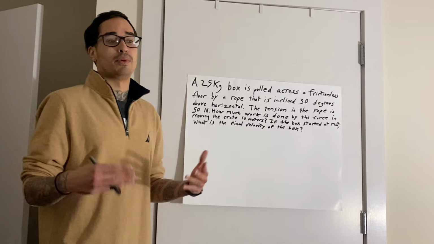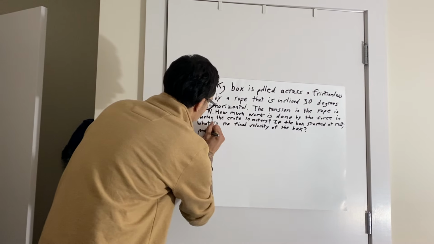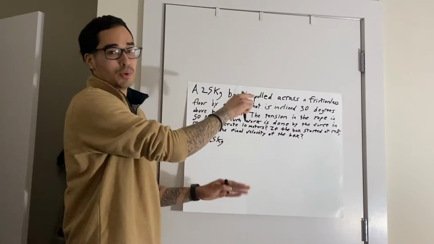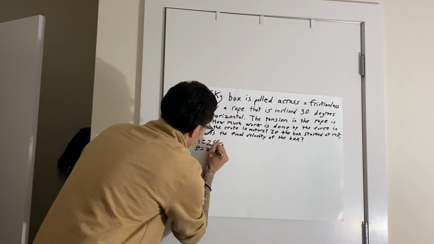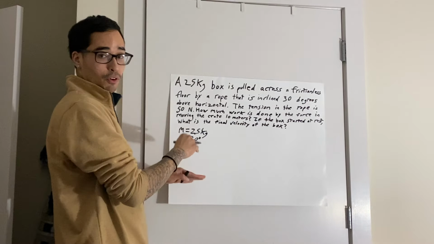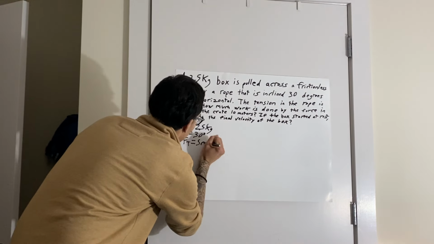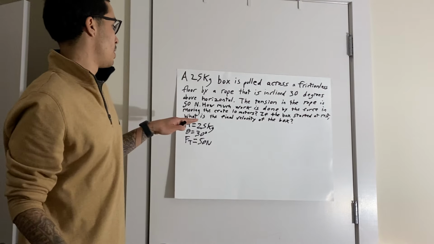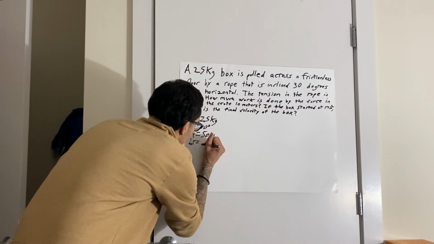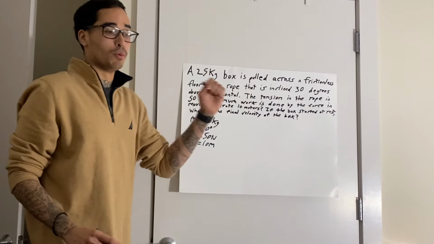We write down all the variables that we know. So here we know that a 25 kilogram box, so that's the mass. Mass is 25 kilograms. It's pulled across a frictionless floor by a rope that is inclined 30 degrees, so we know theta is 30 degrees. The tension in the rope is 50 newtons, so the magnitude of the force is 50 newtons. We know that the crate gets moved 10 meters, so the displacement is 10 meters. We know that the initial velocity, V naught, is going to be zero.